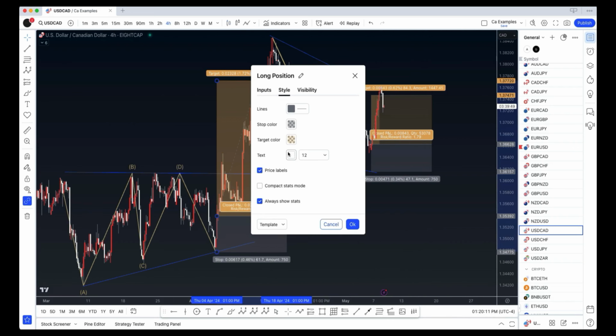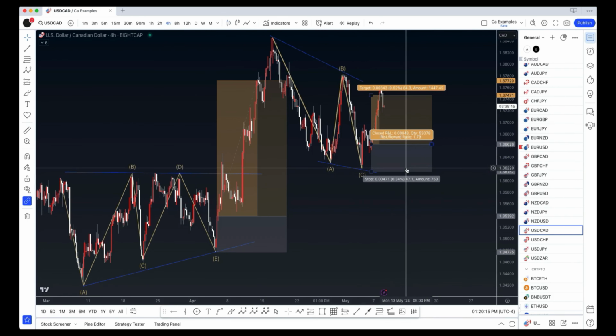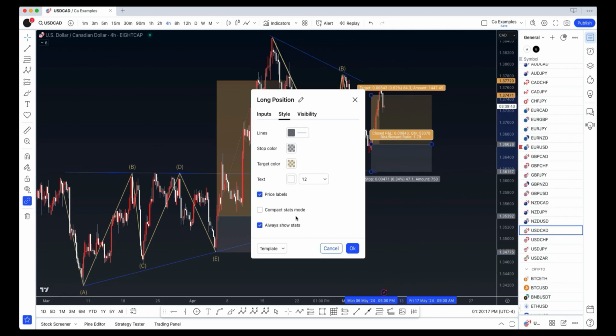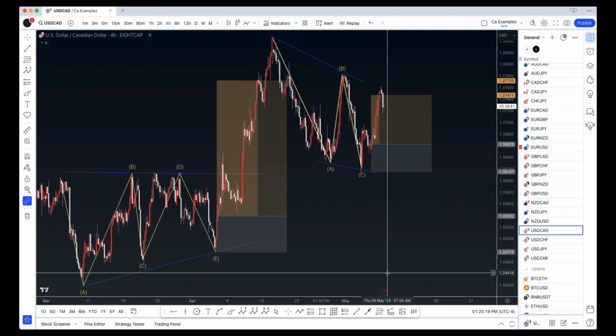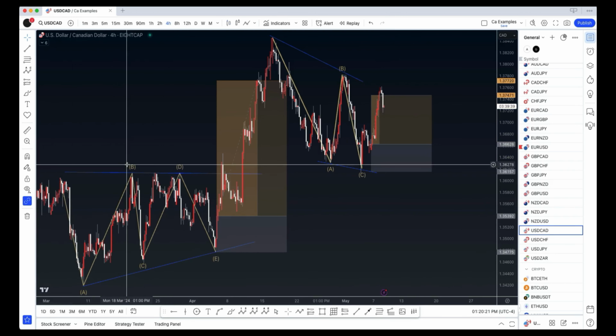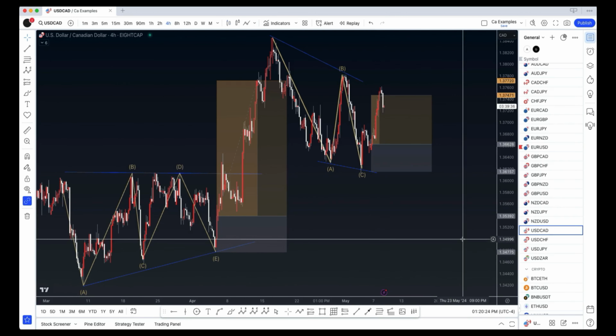So that's what I'm saying. It does not matter that you have a specific pattern. You're still going to enter either way. Just make sure you're marking them right. A, B, C, D, E. That is it. Hopefully that clears that up for you.